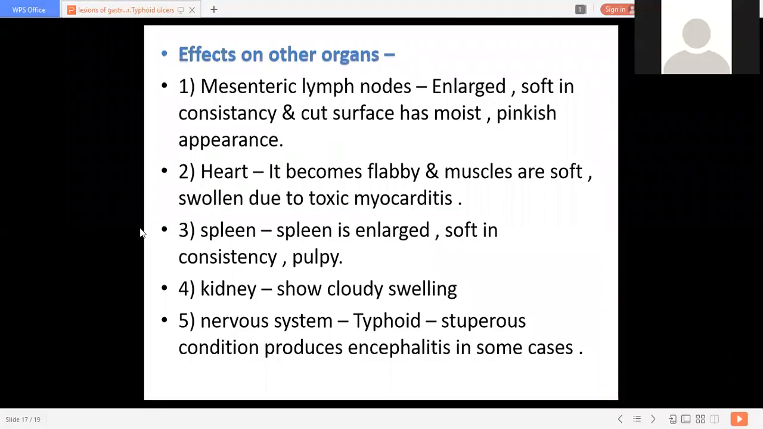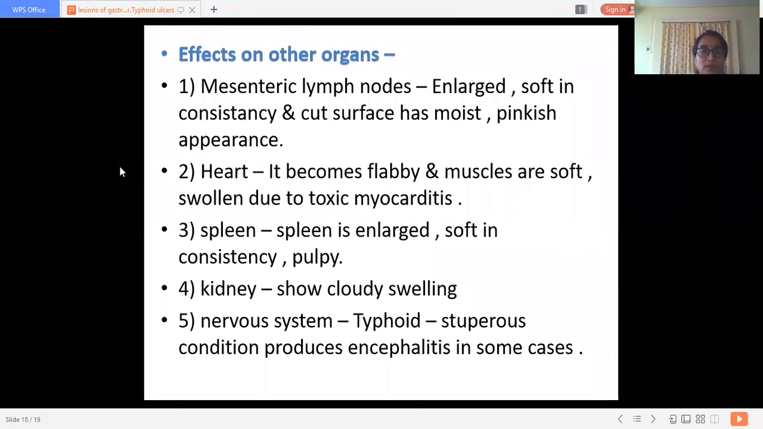Now, effects on other organs. What are the effects on other organs? A very important part is the mesenteric lymph nodes. They become enlarged, soft in consistency, and on cut surface they are moist and pinkish in appearance. The second effect is on the heart. The heart becomes flabby, the muscles become soft, and it becomes swollen due to toxic myocarditis.